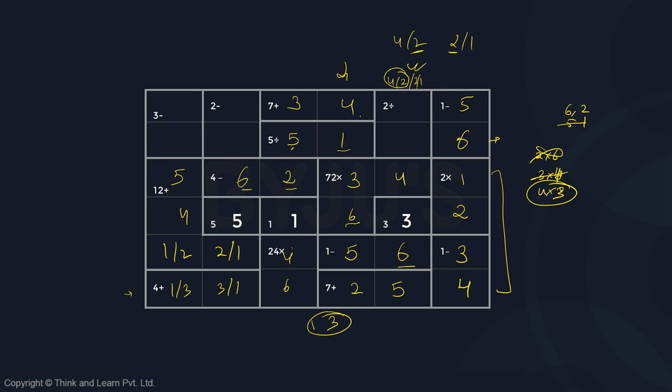Alright. And 4 2 or 2 1. Okay. Anyways, 4 is used here, right? So it has to be 2 and 1. And 1 is already in this line, so it has to be 2, it has to be 1. Almost done, right?